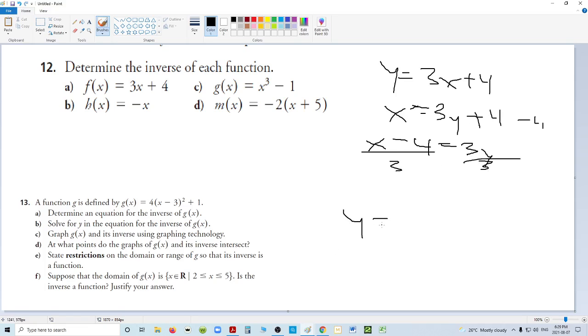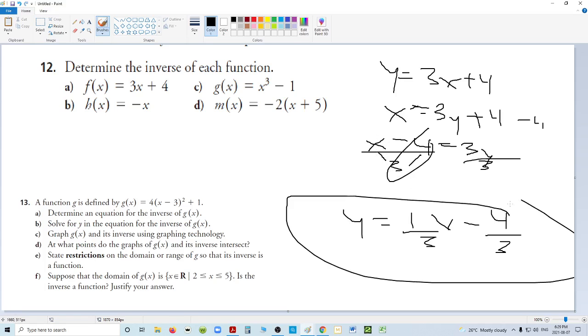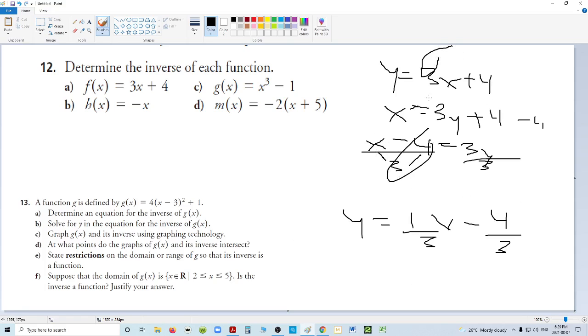So I get y is equal to 1/3 x. How did I come up with that? Because it's x divided by 3 minus 4 over 3. You're allowed to break this fraction up into two separate fractions. So that's the inverse. Notice that the slope of this line is 3, and the inverse slope is the reciprocal.